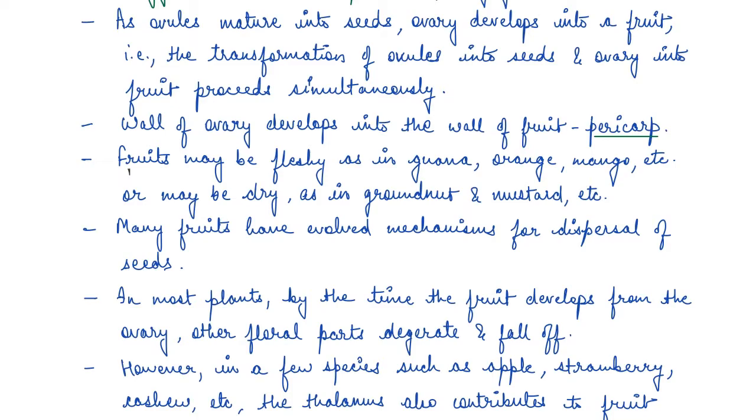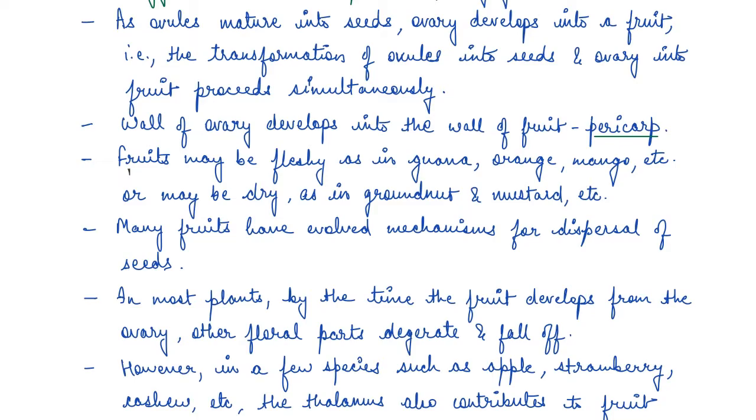Now, once the ovule matures into seed, the ovary develops into the fruit. That is, the transformation of ovules into seed and ovary into fruit, both these things proceed simultaneously, right? So the wall of the ovary develops into the wall of the fruit, and that is known as pericarp.